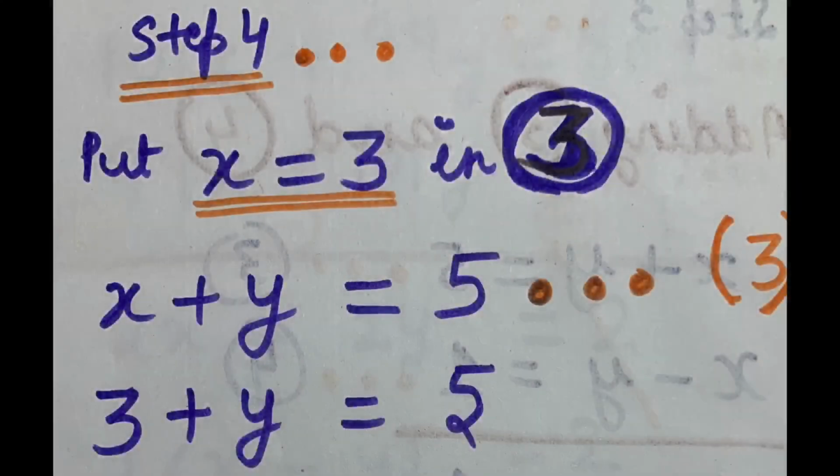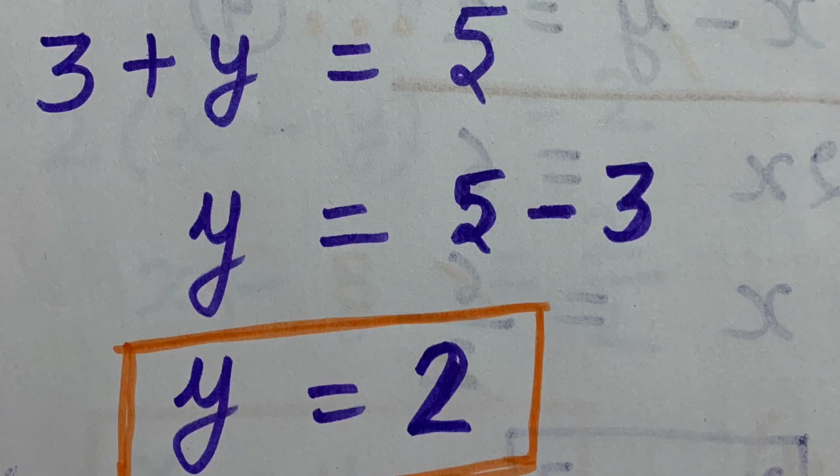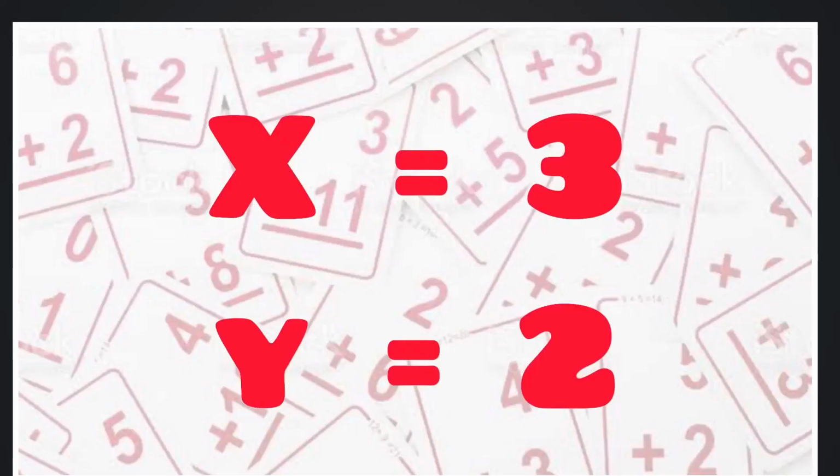Now I will put this value of x in equation number 3. This is our step number 4. Equation 3 is x plus y equal to 5. I will replace x by 3. So I will get 3 plus y is equal to 5. In next step, 3 from left hand side will be shifted to right hand side and it is plus 3, so it would be transformed into minus 3. So I will get y is equal to 2. So I have found both the values, x equal to 3 and y equal to 2. This is the answer of this question.